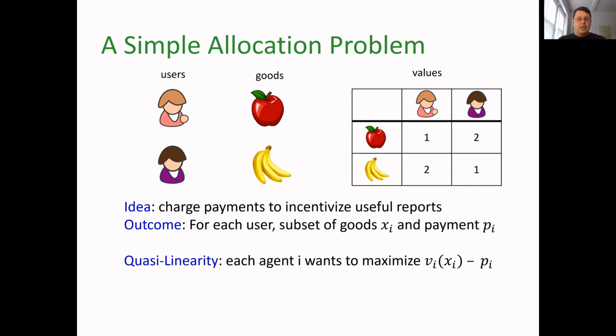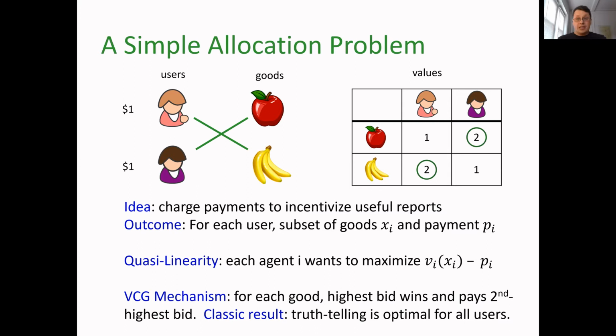And a common assumption is that each agent wants to maximize the value of the goods that they get, which we can now think of as being measured in dollars, minus the amount they pay. This assumption is called quasi-linearity, and, as you might hint from the title, we're going to be revisiting this assumption in this talk, but for now, let's just take it as given.